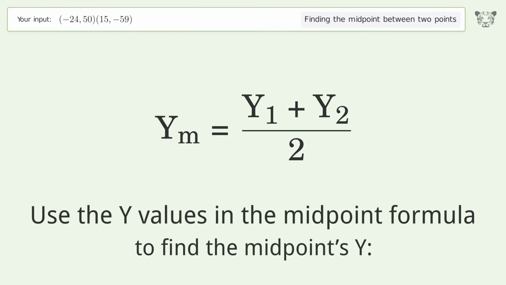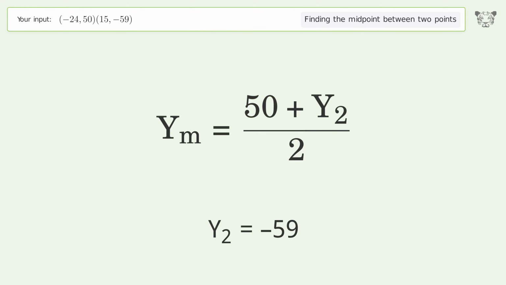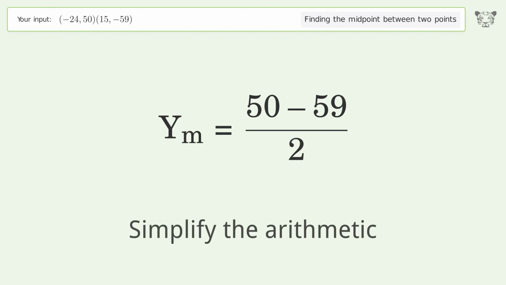Use the y values in the midpoint formula to find the midpoint's y. y1 equals 50. y2 equals -59. Simplify the arithmetic.